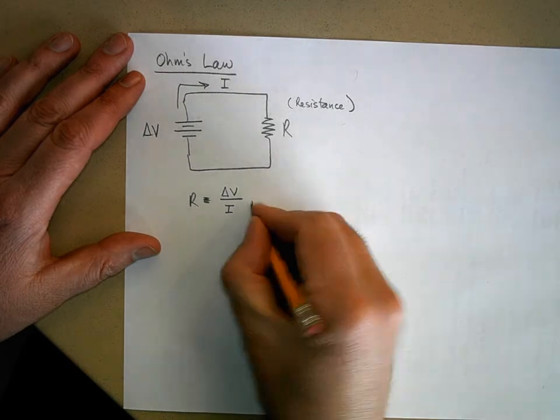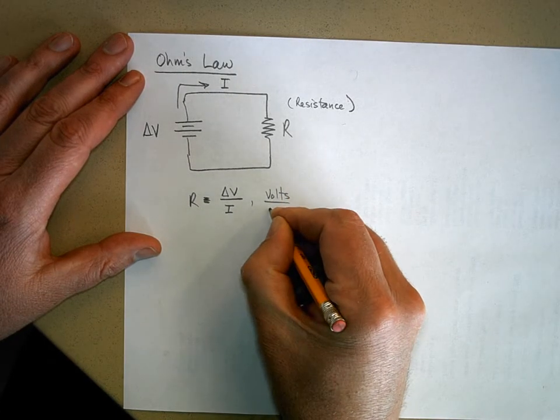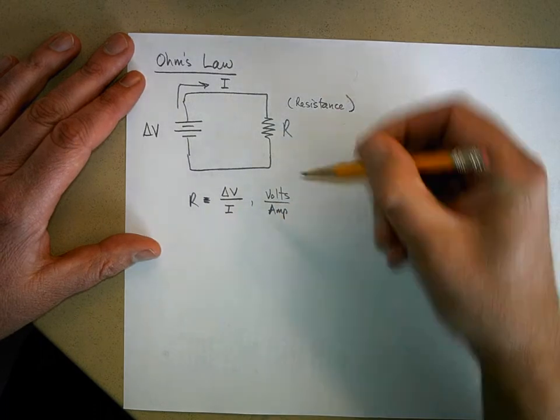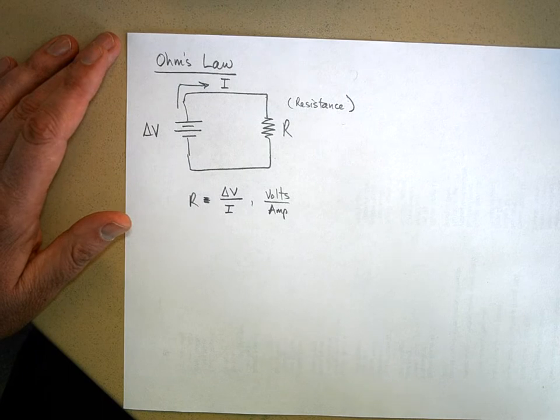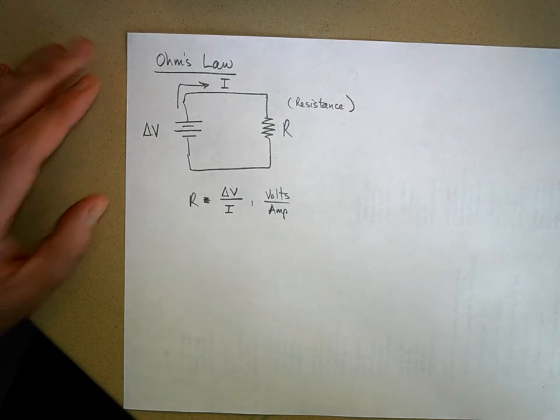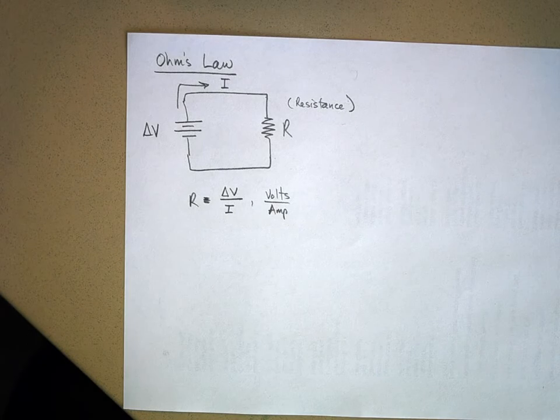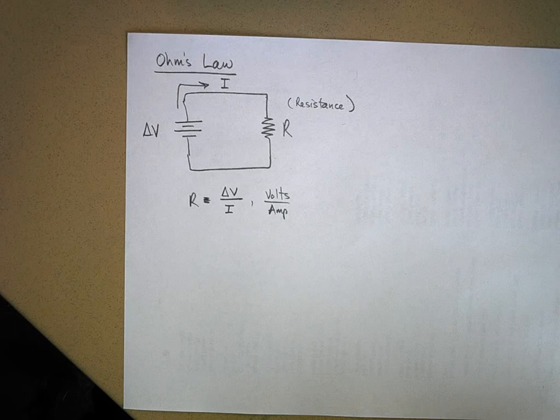So think of the units here. It's volts per amp. It's how much voltage you need to put across a resistor to get 1 amp of current to flow through it. And that's why we call it a resistor, because it resists the flow of charge. Like if something has super high resistance, you need lots and lots of voltage to get an amp of current to flow through it.